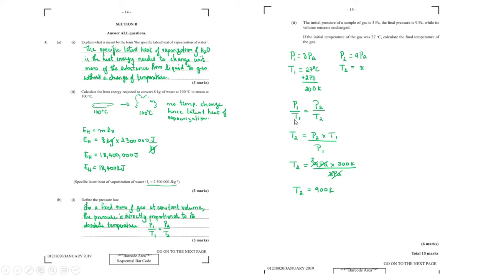What I did first was solve for T. I made T2 the subject of the formula, where T2 is equal to P2 times T1 over P1. So we substitute now 9 Pa times 300 K over 3 Pa, and we get 900 K. So as expected, the temperature would have risen when the pressure rose.